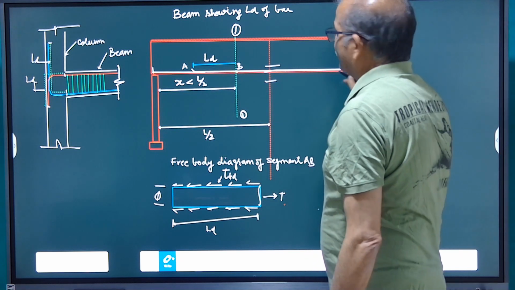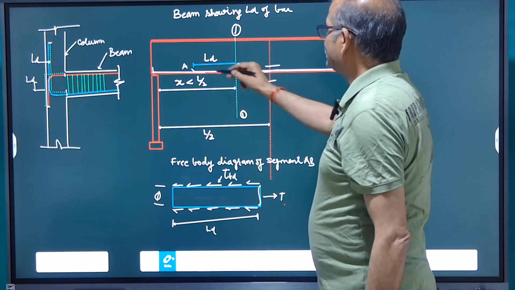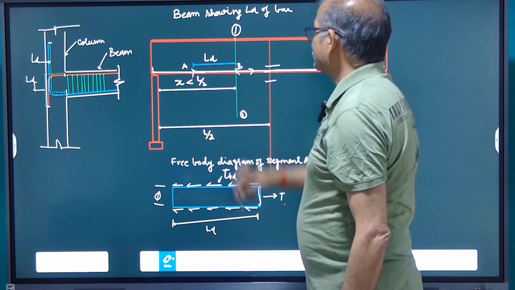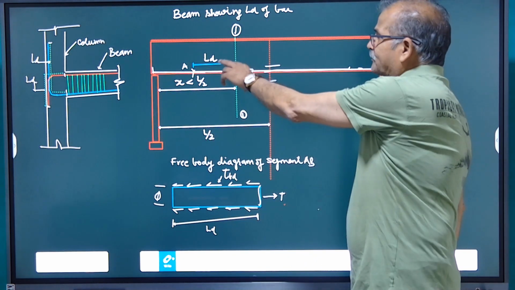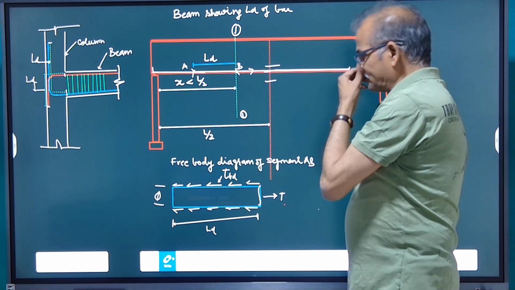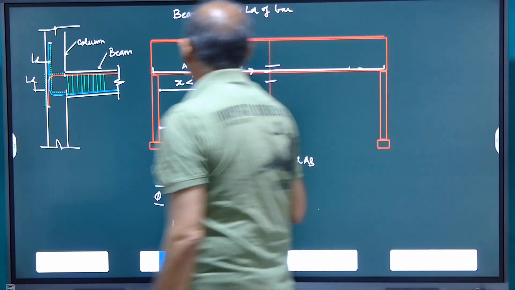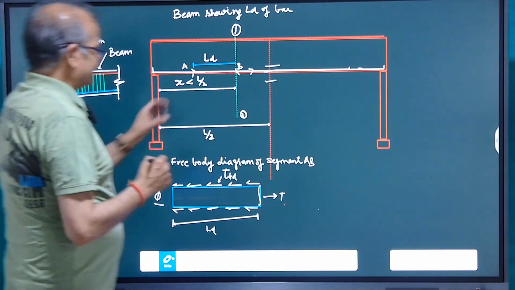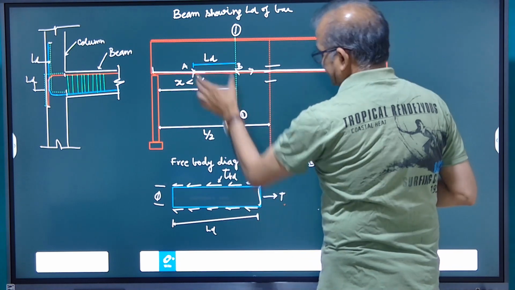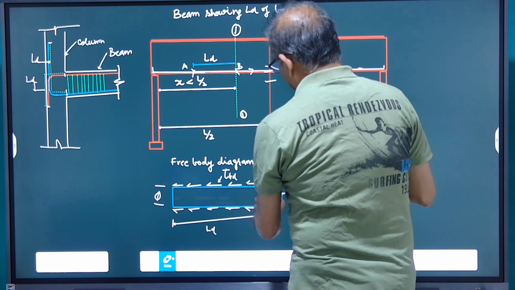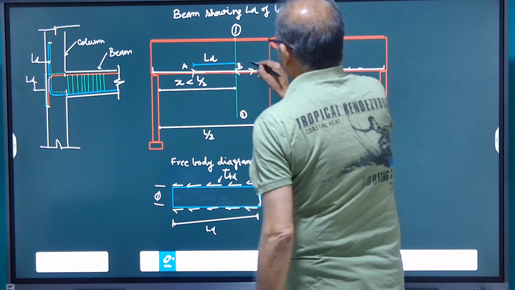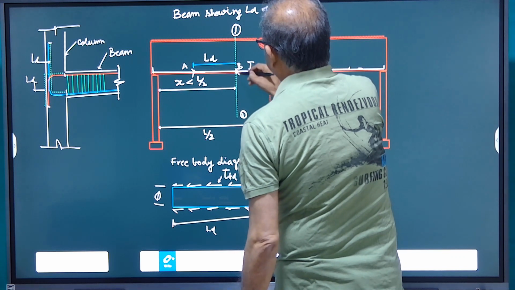Because if UDL is there, this bar will be under tension. So how much development length of steel is required to keep the bar in position so that it doesn't slip? Here also we can apply the same basic principle. You can see this is the free body diagram of this LD. This is the force, this T force will be pulling the bar at this section.